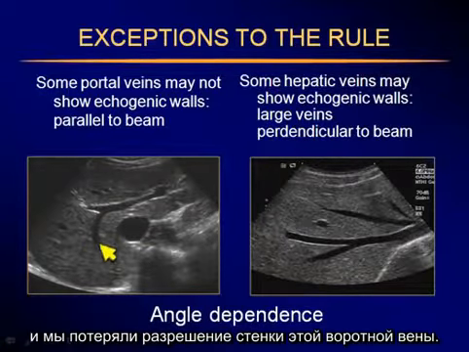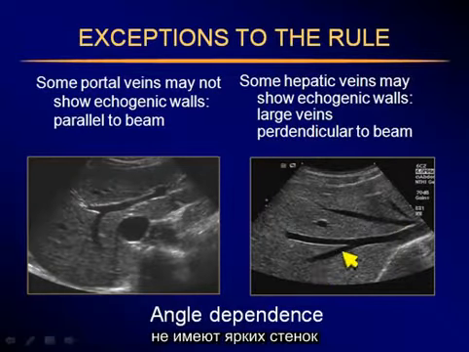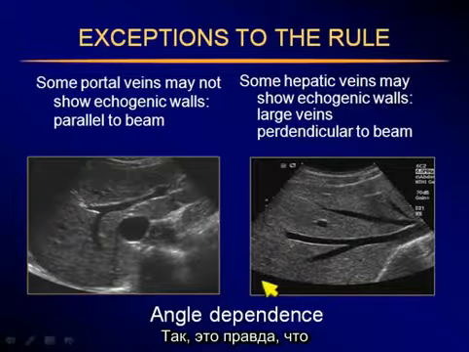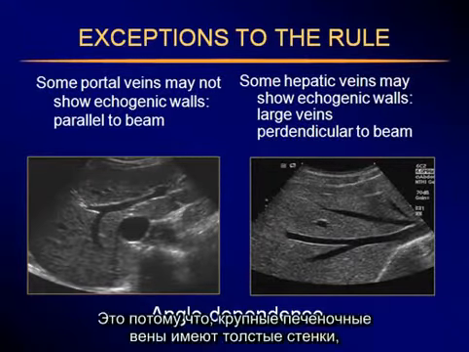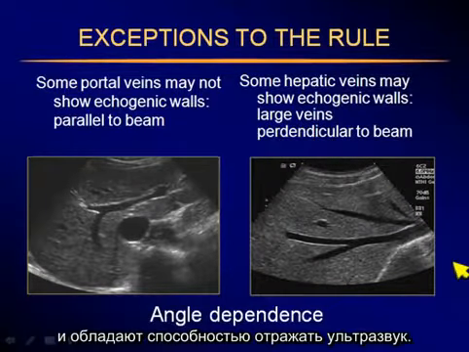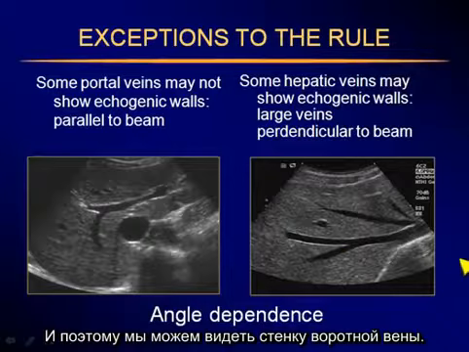Here, on the other hand, are hepatic veins. Now, I just told you that hepatic veins do not have bright walls, and all of a sudden I'm showing you a big hepatic vein with bright walls. Well, it is true that some hepatic veins may show echogenic walls. That's because they're large veins and they have thick walls, so they do have reflectivity. But also, in this case, this vein is completely perpendicular to the sound beam, and that's the best angle for B scanning. Therefore, we see the hepatic vein wall.